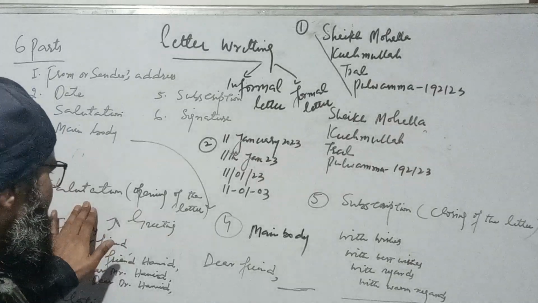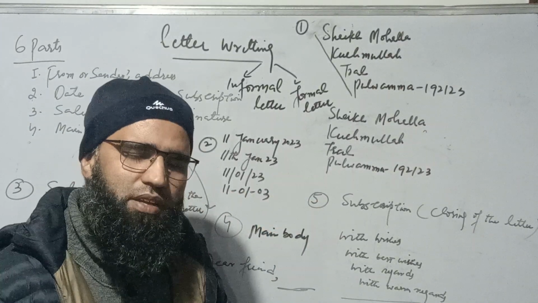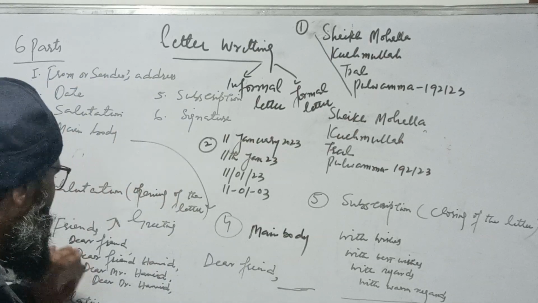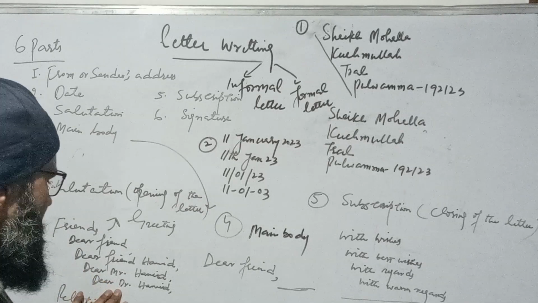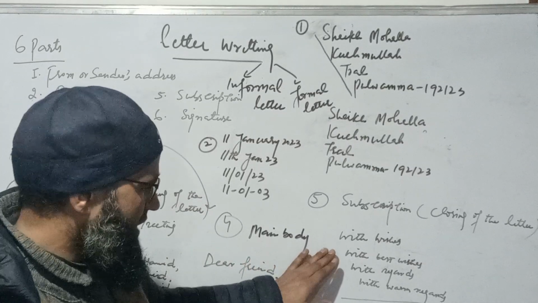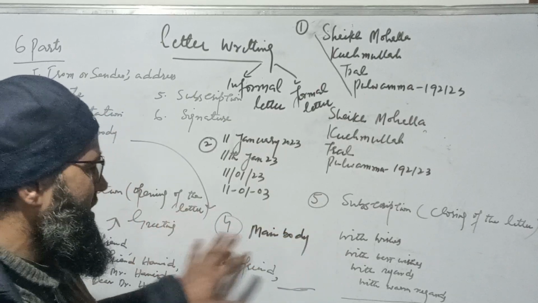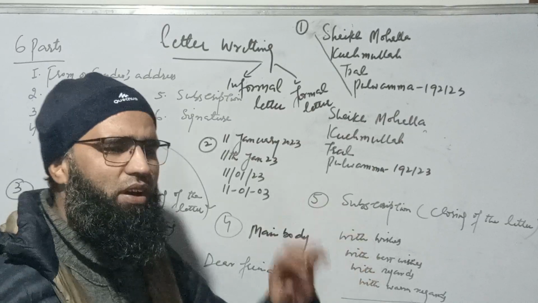So salutation and subscription are the two parts of the informal letter that are very important. So: Dear friend Hamid, Dear Mr. Hamid, Dear Dr. Hamid. You have to write among these four types of subscriptions to these friends, such as with wishes, with best wishes, with regards, with warm regards.